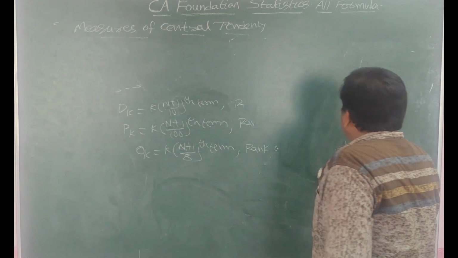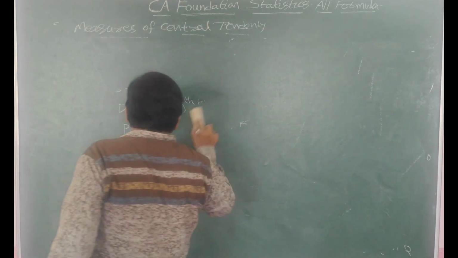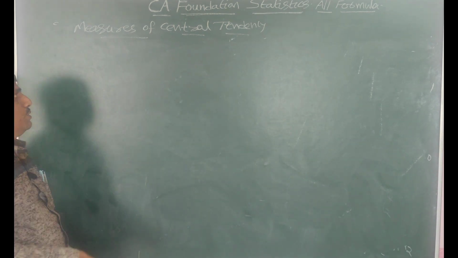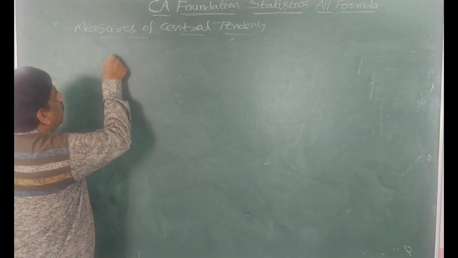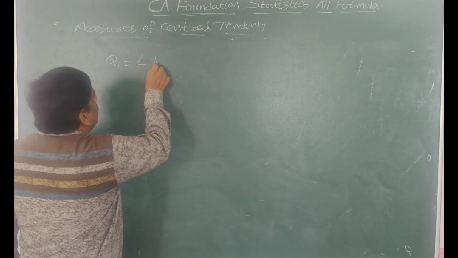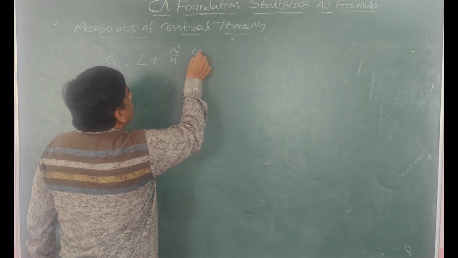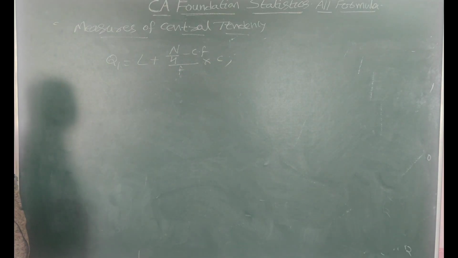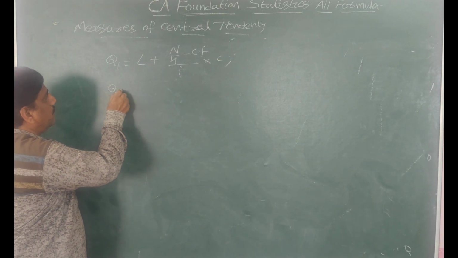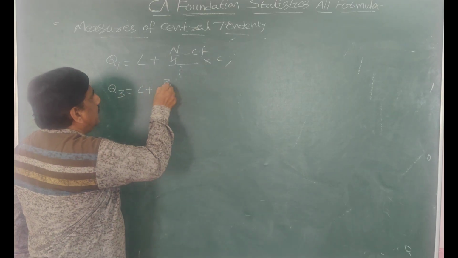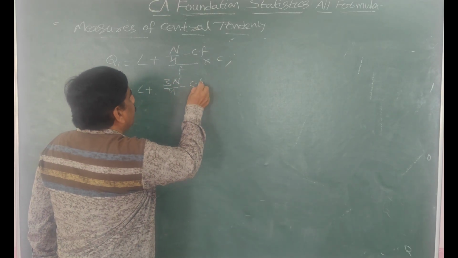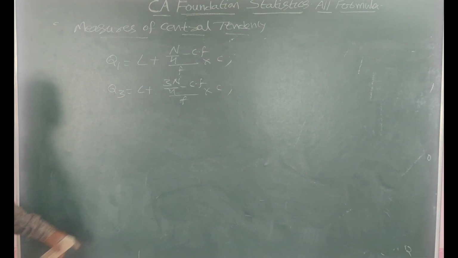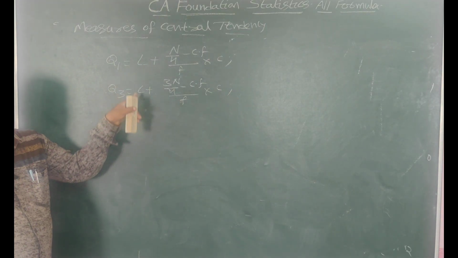For continuous series, the Q1 formula is just like the median. Median is L plus n by 2 minus CF by F into C. For continuous series, the first quartile formula is L plus n by 4 minus CF by F into C. If it is the third quartile, Q3, it is L plus 3n by 4 minus CF by F into C. For continuous series, it must always be an exclusive series, okay?